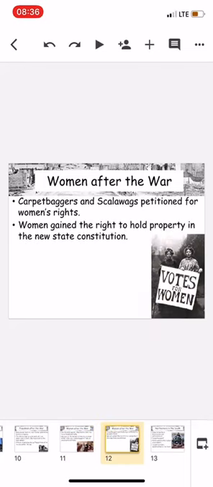So, carpetbaggers and scalawags petitioned for women's rights. You got a lot of Northerners coming down, trying to overturn Southern society on its head, and trying to get women into positions of power and authority and allowing them to be able to hold property, own property, and vote in the new state constitution. So a lot of women's suffrage movement occurred. Now, they wouldn't see the full fruits of this until the 20th century in the 1900s. It took a while for it to really stick, but you kind of see the surge right here post-Civil War in the 1870s with women's rights coming to the forefront of people's minds.